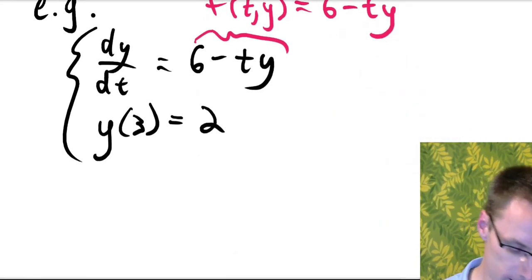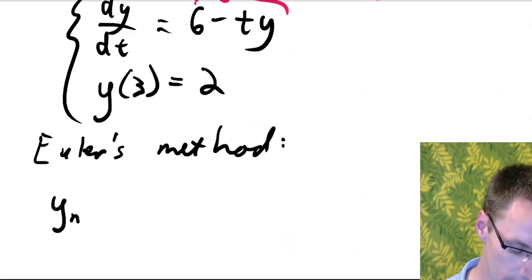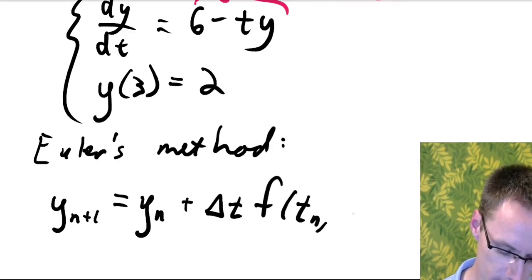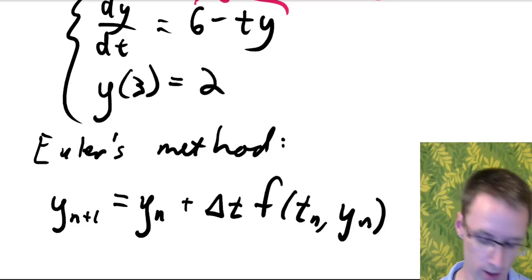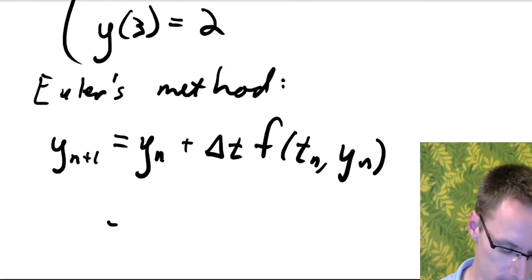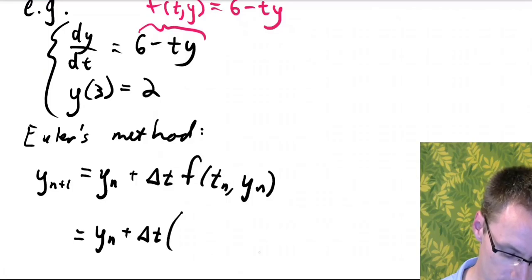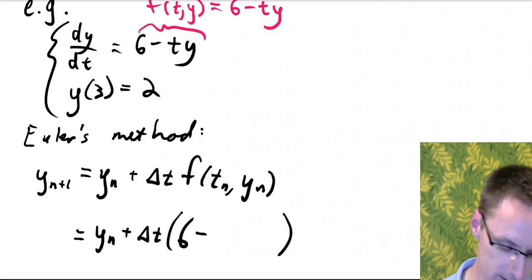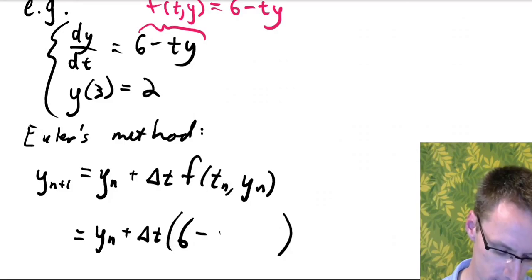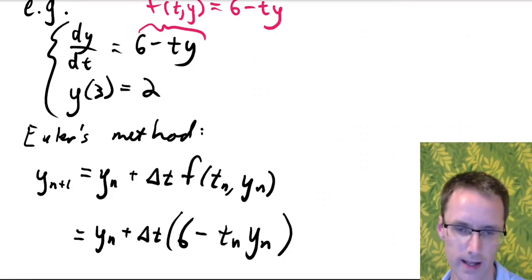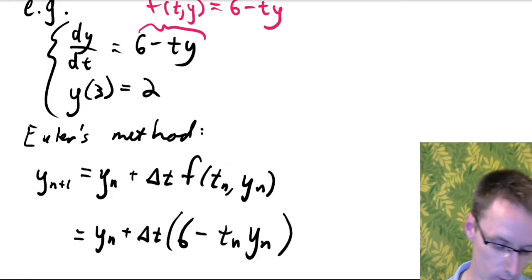So Euler's method becomes, for this problem, y_{n+1} is equal to y_n plus delta t times f at t_n, y_n. Actually, this is for any right-hand side. For our problem, this would be y_n plus delta t, and now we'll just fill in these values for f. So f looks like 6 minus t, but we're plugging in t_n, so that's a t_n there. And then we're plugging in y_n, so we get a y_n there. So this is Euler's method for this problem.